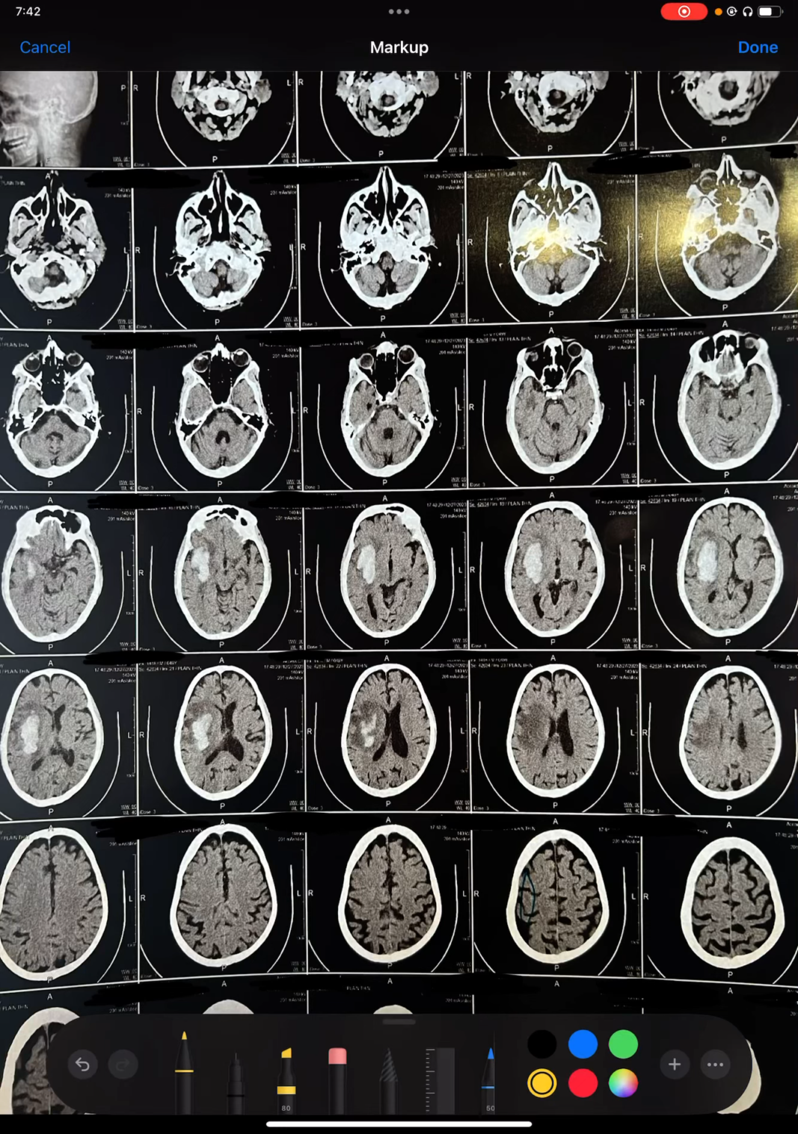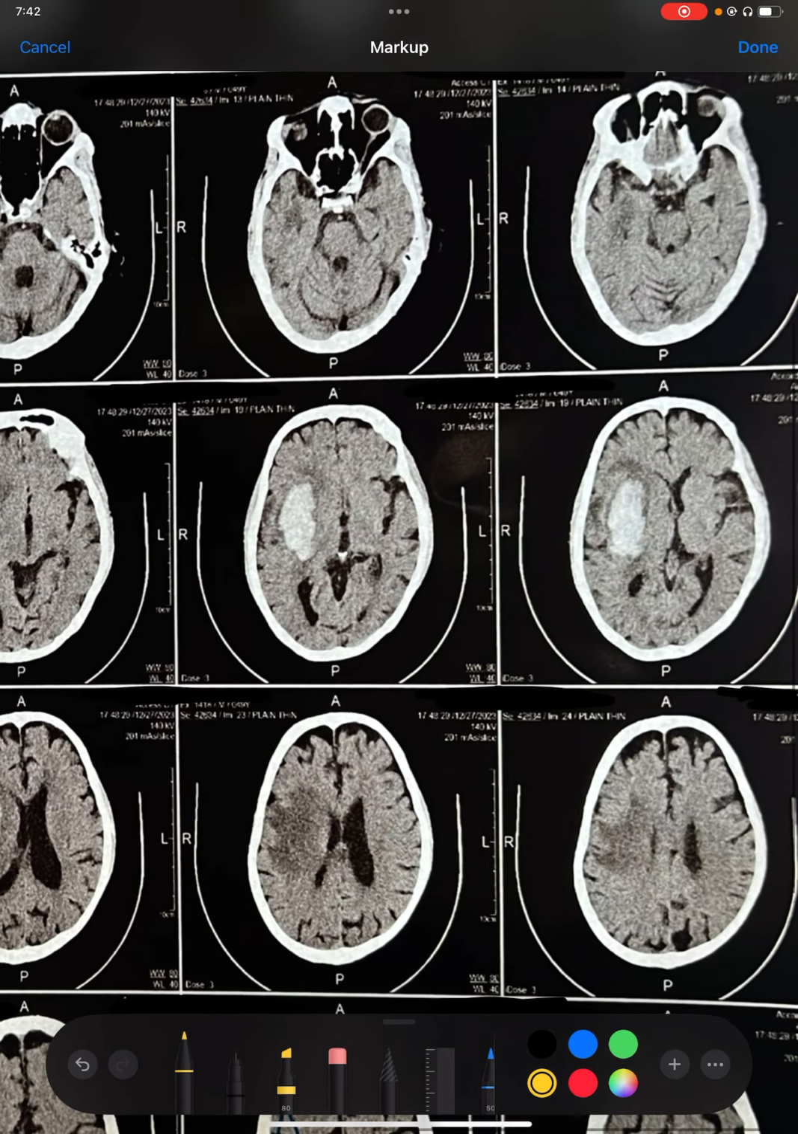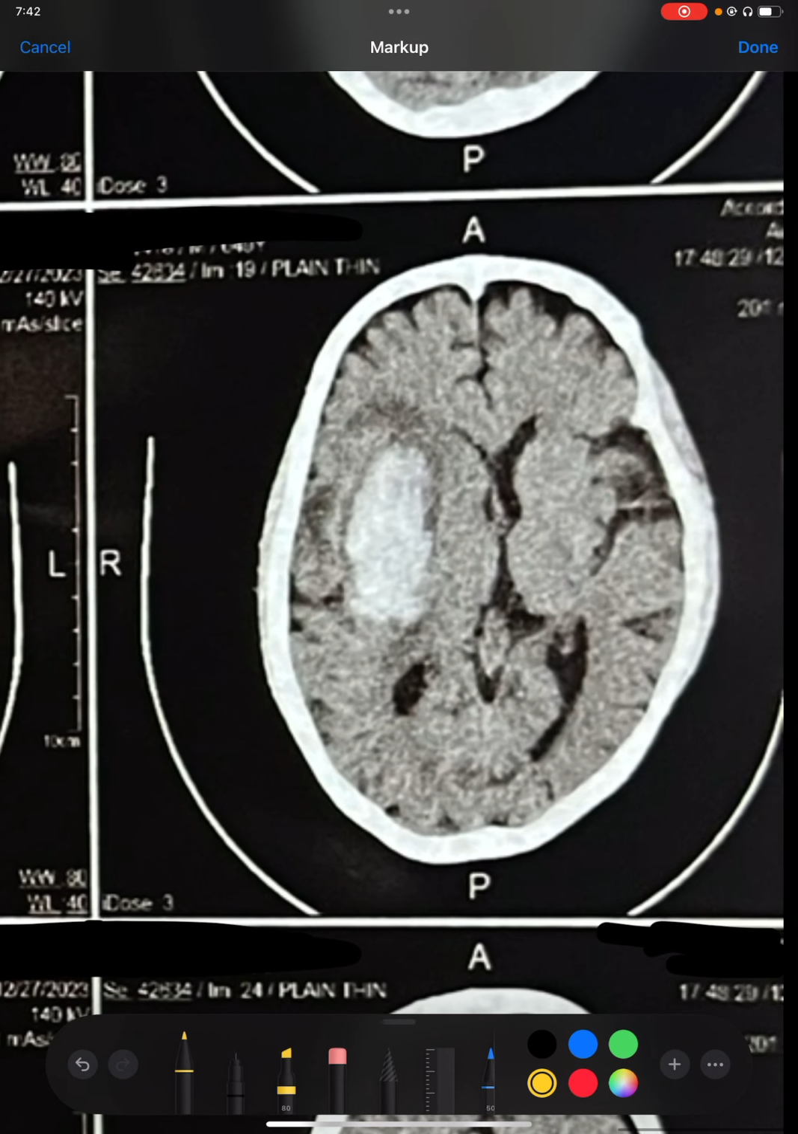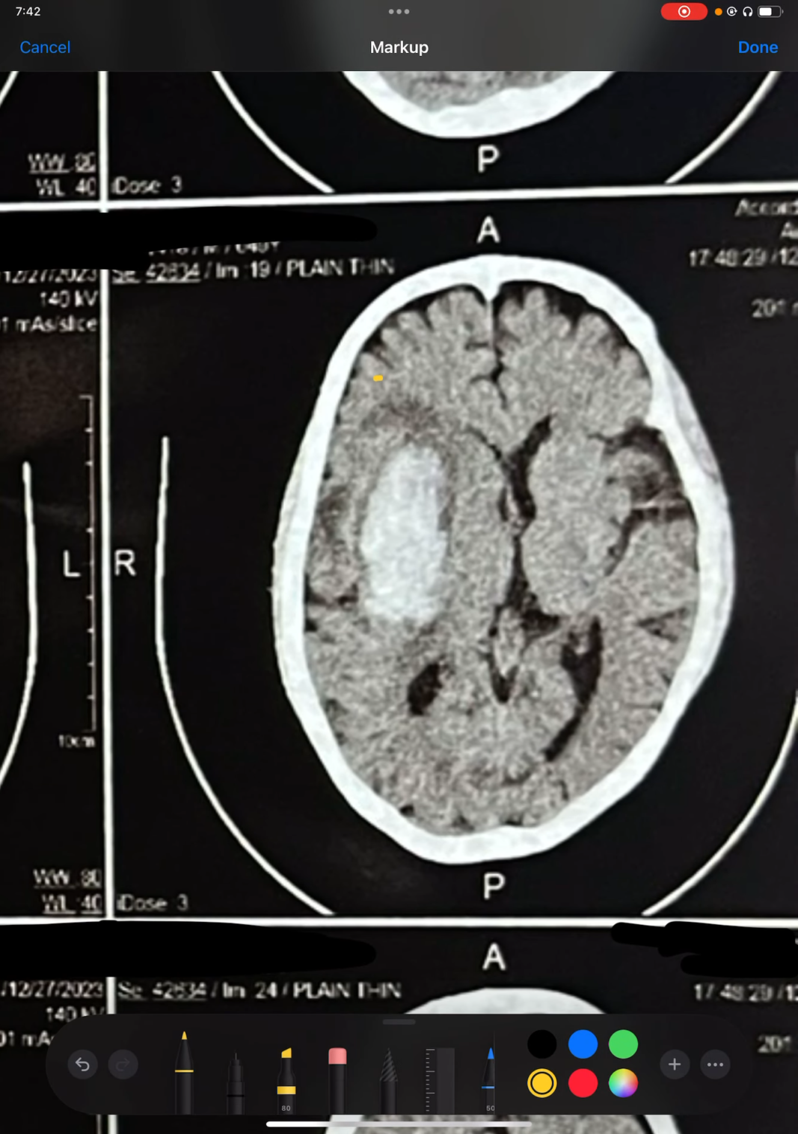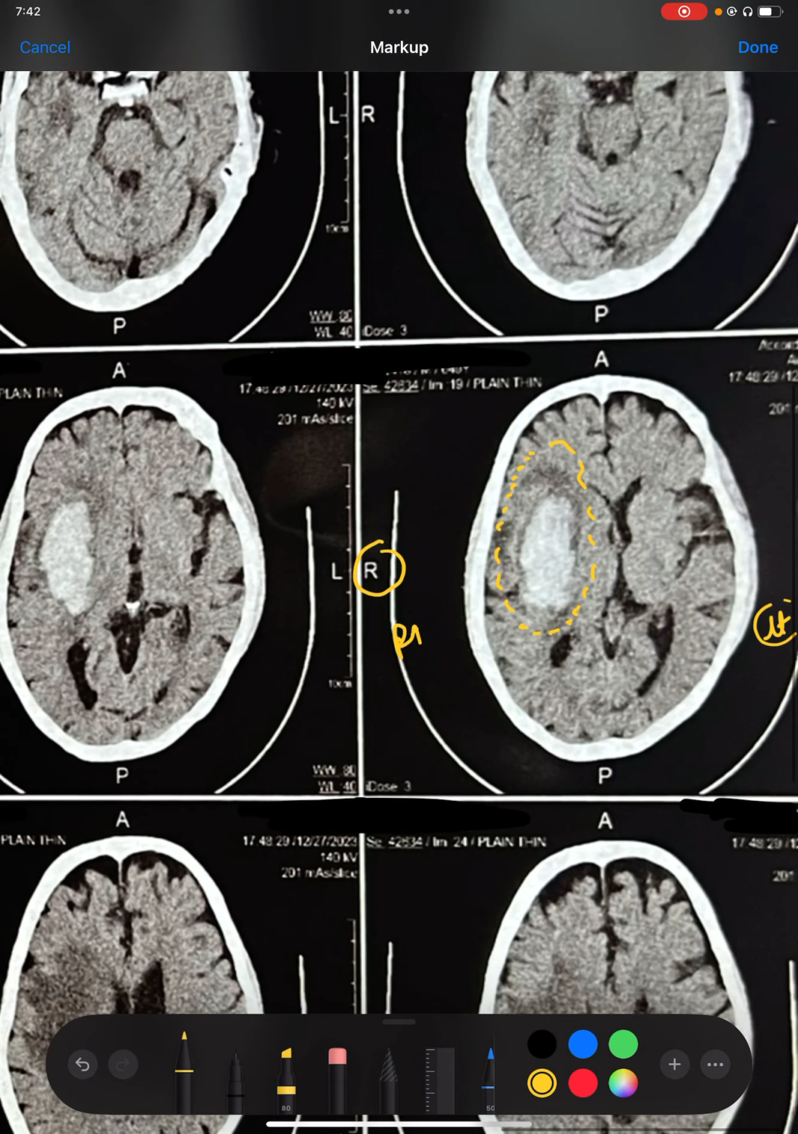Now, this is a very interesting CT scan of the brain, which has a very nice finding. When we zoom in, what we can see is that in this film, there is something very, very dense, white in structure, on the right side of the brain. So, this is the right side, and this is the left side.